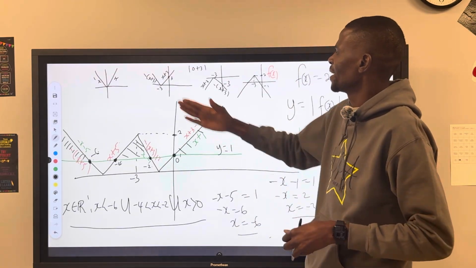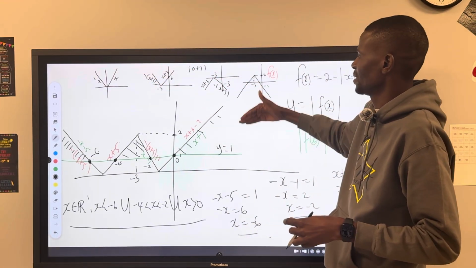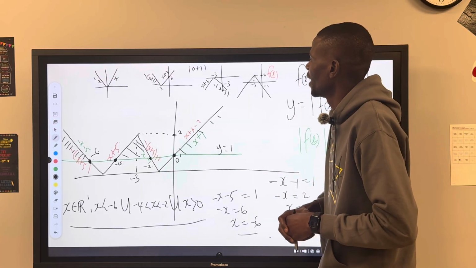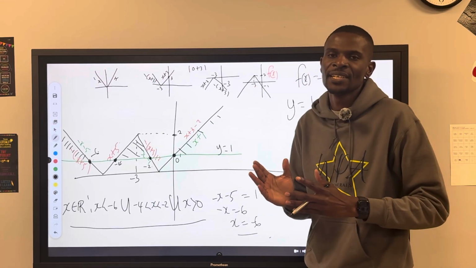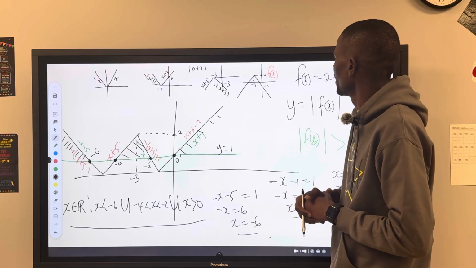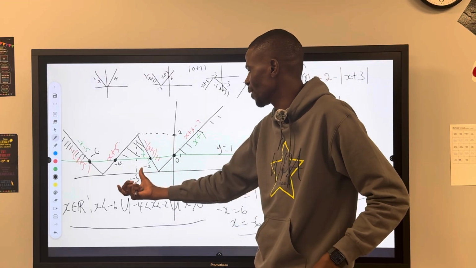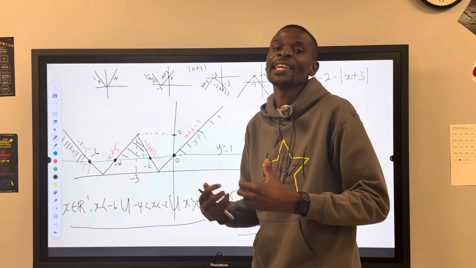So guys, as you perform your transformations here, make sure you also label the segments so that it will be easier for us, especially when we want to solve an equation or an inequality at the end of the day.